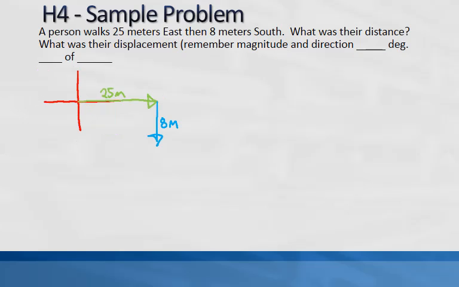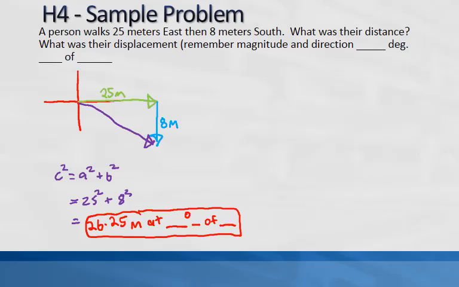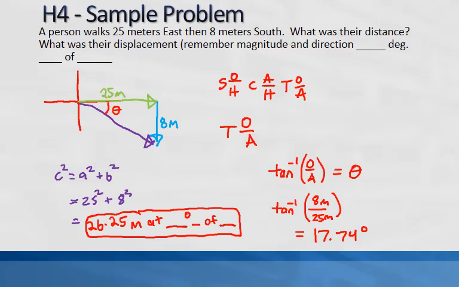All right, so 25 meters and then 8 meters down, and Pythagorean theorem, 26.25 meters. And we've got opposite over adjacent, inverse tangent, 17.74 degrees. And then we've got east and south there. So remember, the second blank is where you start, the first blank is where you go. So 17.74 degrees south of east. Now we could describe it based on this angle, or we can do 90 minus 17.74, and that would be east of south. Either way of describing that angle is fine.